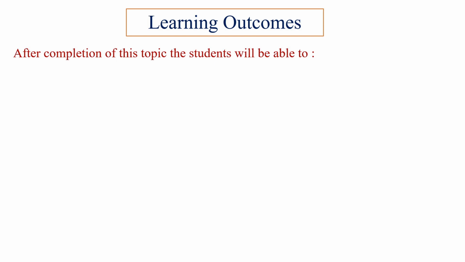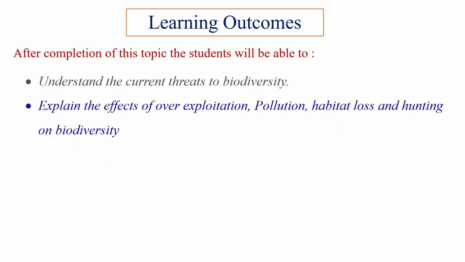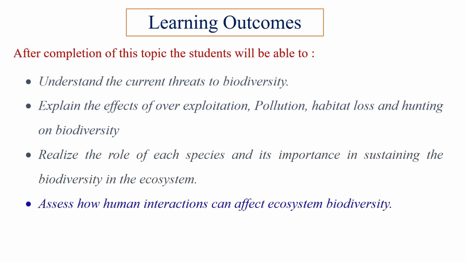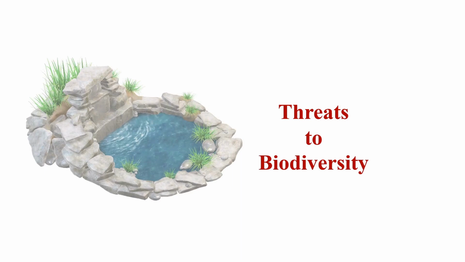After this presentation, you will be able to understand the current threats to biodiversity. You can explain the effects of overexploitation, pollution, habitat loss, and hunting on biodiversity. You can realize the role of each species and its importance in sustaining biodiversity. You can assess how human interactions can affect ecosystem biodiversity. So let us understand the threats to biodiversity.